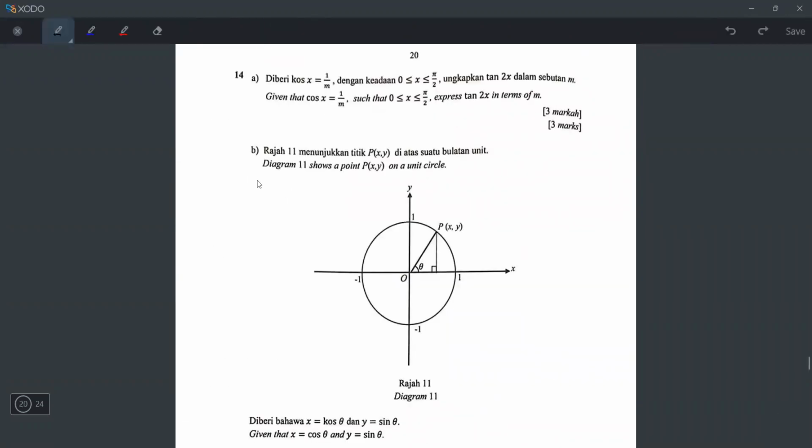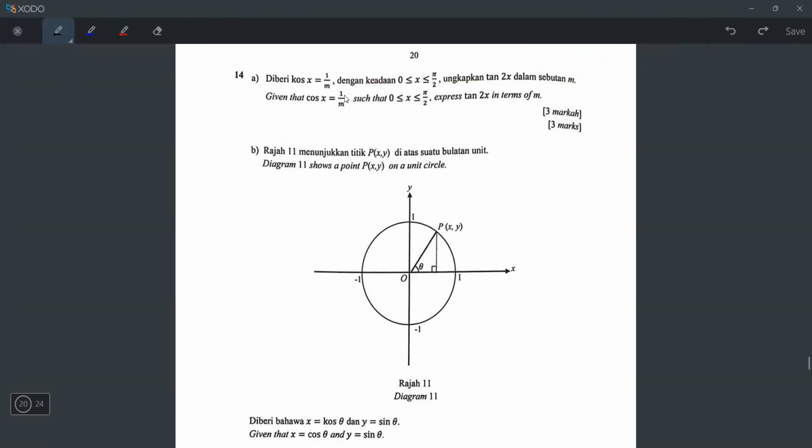Okay, number 14. This is obviously trigo, because you see cos already. So let's do it. Given that cos x equals to 1 over m, okay, definitely I will draw. You can't do this question if you don't draw. You don't go and tell me shift cos and then you try to do it. Cannot, impossible. You have to draw. This type of question must be drawn.